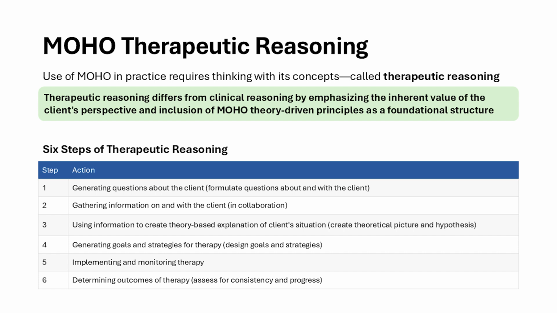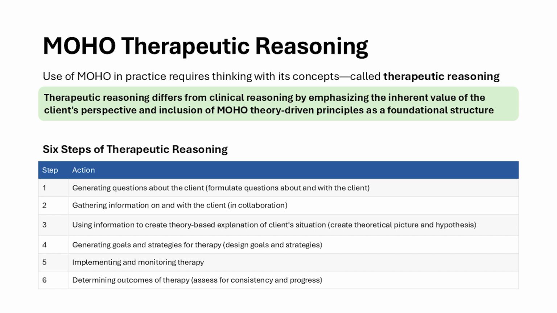Step 5. Implementing and monitoring therapy. Trying out the strategies, seeing what works, adjusting based on the client's experience and performance. And finally, step 6. Determining outcomes. Evaluating progress, not just on objective measures, but on whether the client is achieving meaningful participation and adaptation, aligning with their goals. That's a really clear framework.